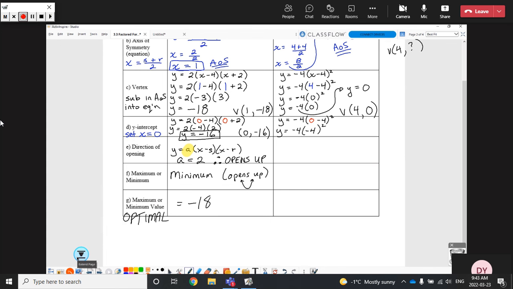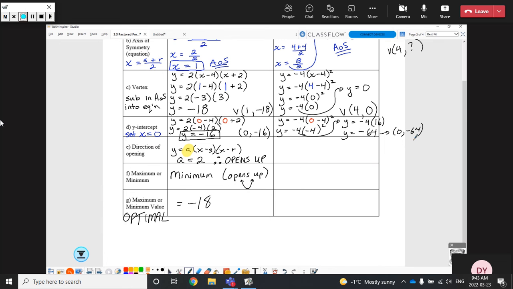Okay, let's continue with this thing here. We got negative 4 times negative 4 squared, which is positive 16. And negative 4 times positive 16, is that what it is? Lovely. Negative 64. Good. This is our y-intercept at (0, -64).